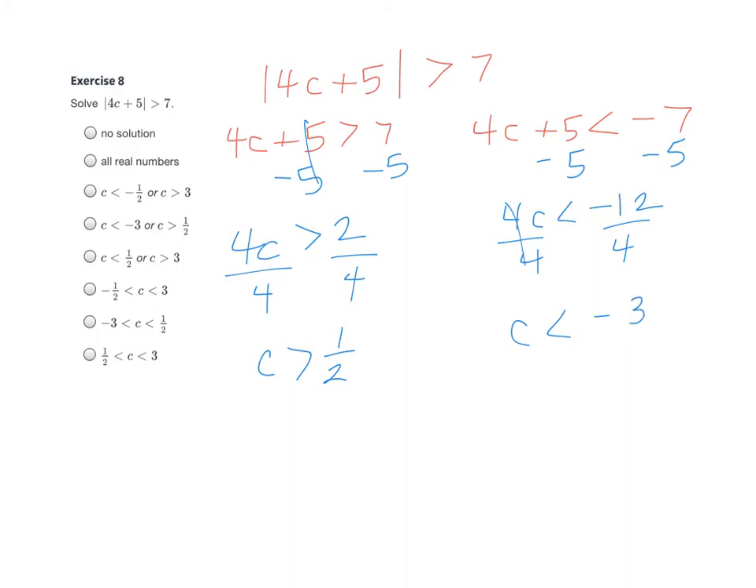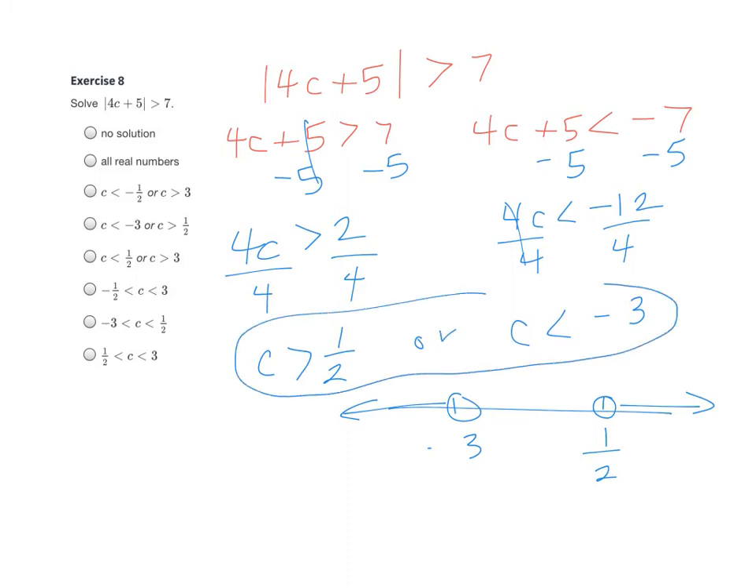-3. If I graph this, -3 is an open circle going to the left, and 1/2 is going to be an open circle going to the right. So we're looking for this. And it is an or, so we can get rid of all of these ands. C is greater than a half, less than -3. So it is that one right there.